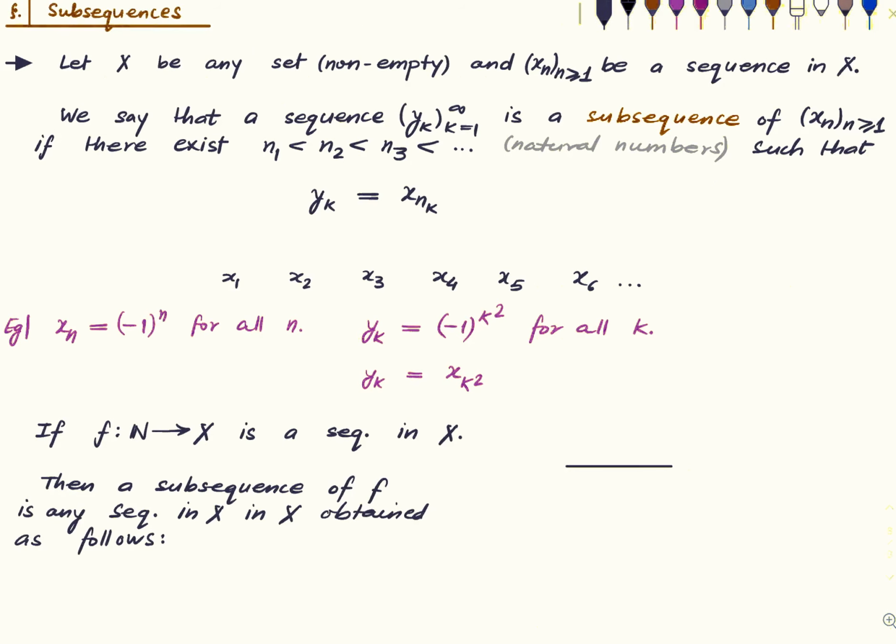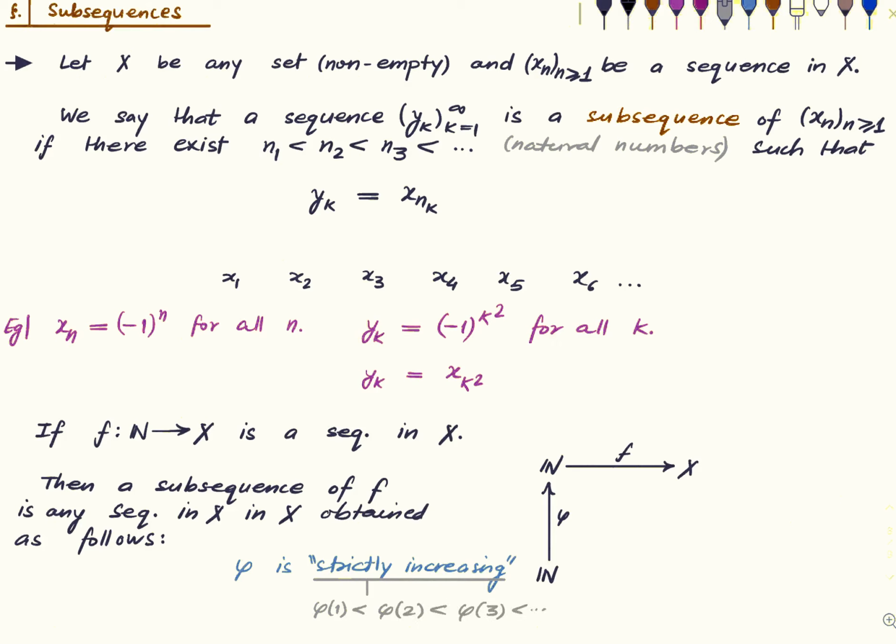So we have this sequence f. What you do is you pick a function phi which is strictly increasing. So phi is strictly increasing. What that means is phi 1 is less than phi 2 is less than phi 3, and so on. So you pick any such function phi and then you compose it with f. This is a subsequence. Any such thing is a subsequence.